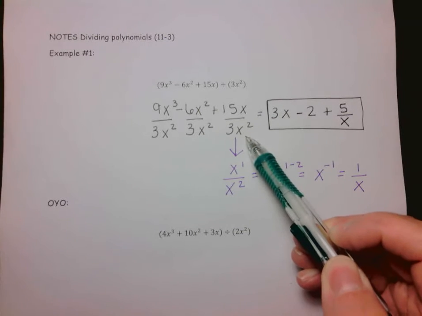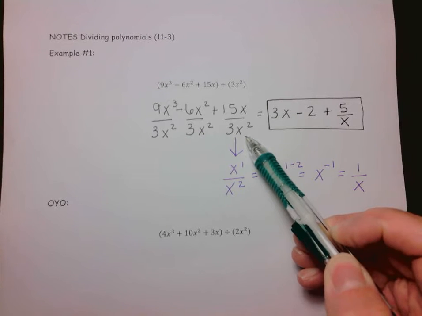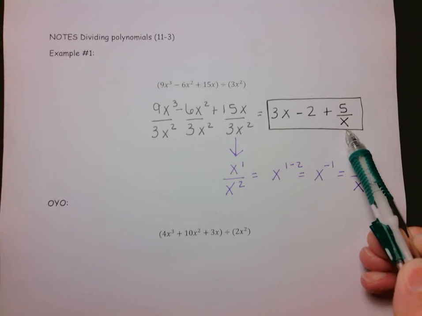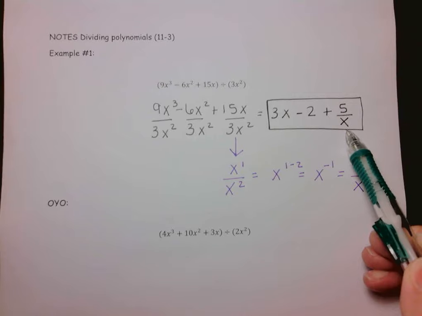But let's look at this last term here because this is a little tricky. How did I get 5 over x as my final answer for this last term? Well, first of all, 15 divided by 3 is 5, which is why the numerator is 5.